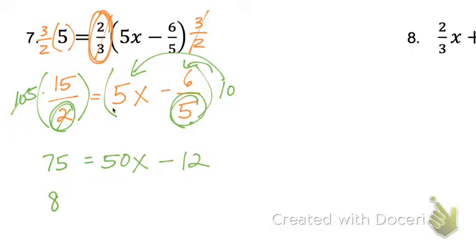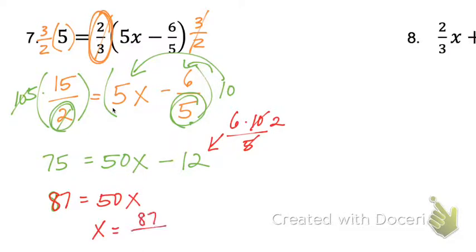Then, like I said, instead of doing 60 divided by 5 and adding 12, I do 6 times 10 over 5. This cancels to be 2. 6 times 2 is 12. And then 80, let's see, it becomes 87 equals 50x. X equals 87 over 50.